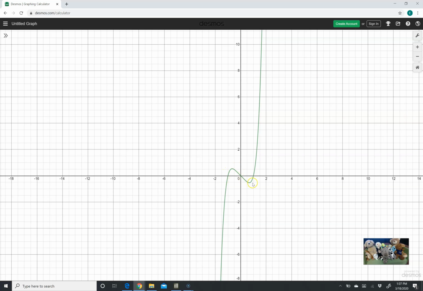And now we have decreasing to increasing. So you can see that as we go left to right, if you look at the cursor here, the y values are going down. So that's why we call it decreasing. And then we go to increasing. So this is a relative minimum. And again, it's relative because we have lots and lots of y values that are less than that. Okay.